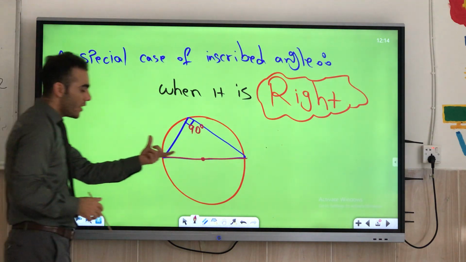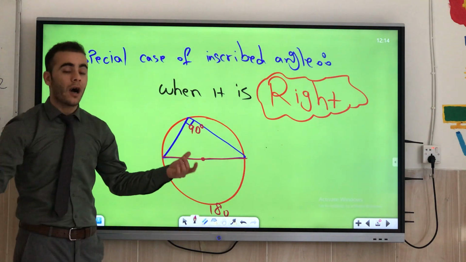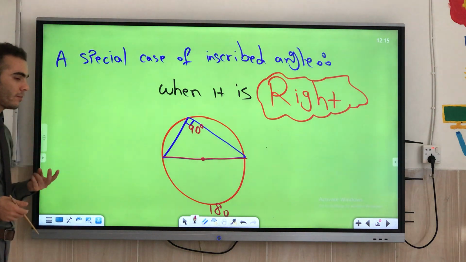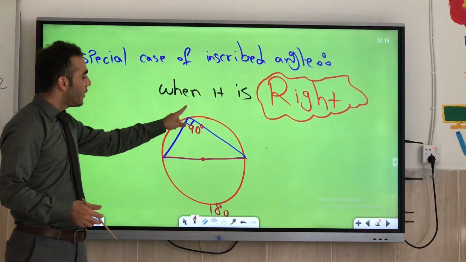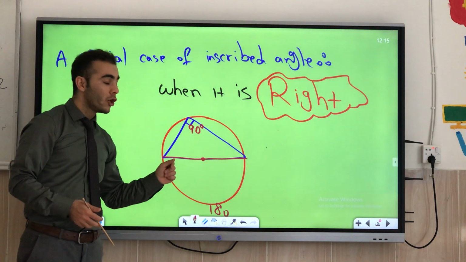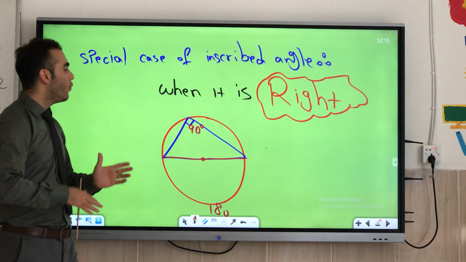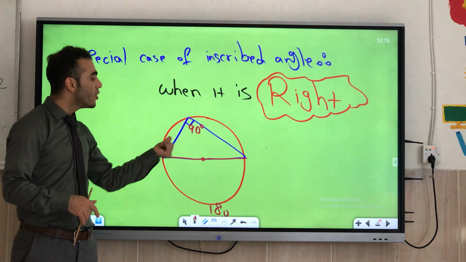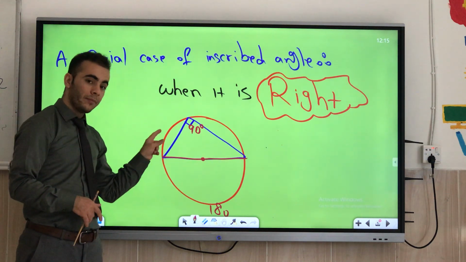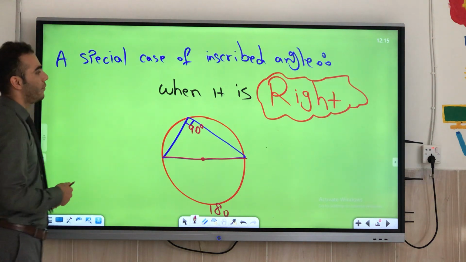Why? Because the measure of a semicircle is 180. What is half of it? It's going to be 90. That's why, if the inscribed angle includes a diameter, it is always going to be a right angle. Or, in other words, if our inscribed angle includes a semicircle, it is going to be a right angle.